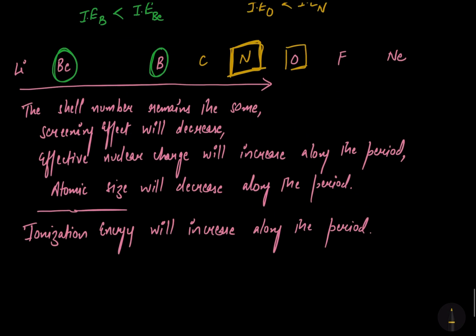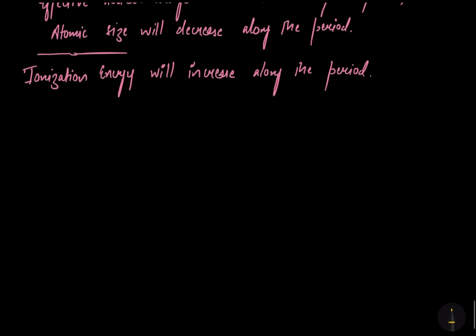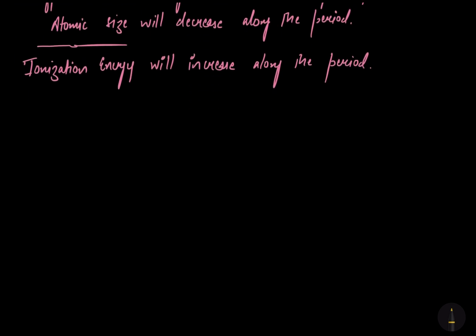Let's talk about beryllium and boron first. I'm talking about the reason. The ionization energy of boron is lesser than that of beryllium. Let's discuss this point. What's the atomic number of boron? 5. The configuration will be 1s2, 2s2, and 2p1. What's the atomic number of beryllium? It is 4. The configuration will be 1s2 and 2s2.